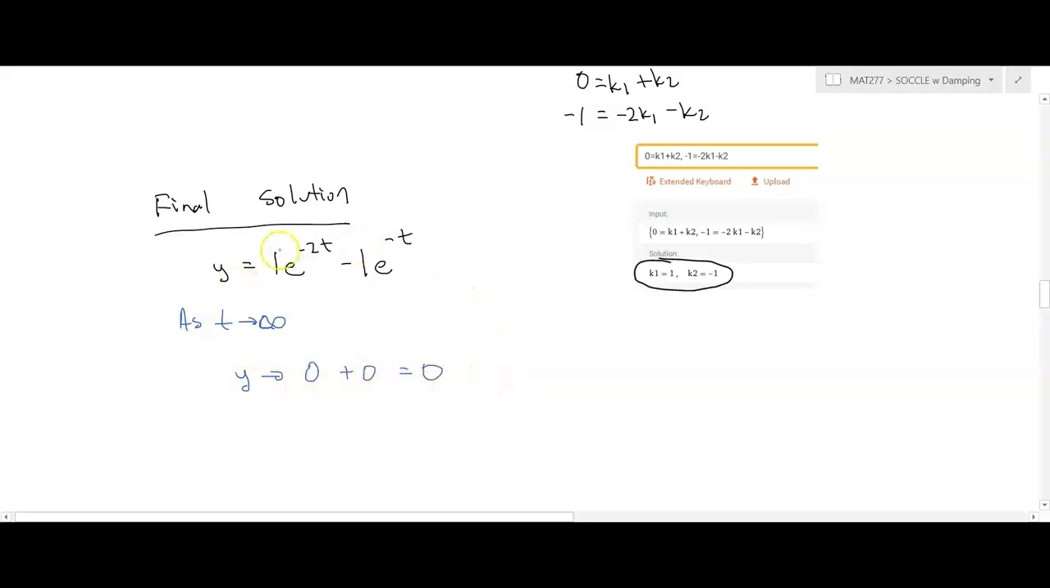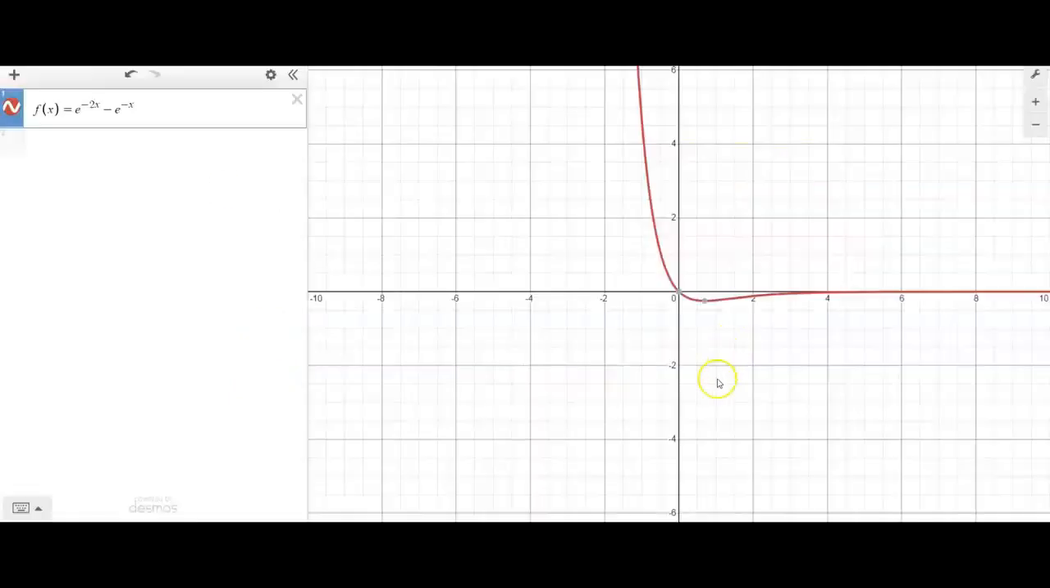And sometimes whenever you do these limit analyses, just look at each of the terms and ask yourself what's happening to it as t gets bigger. And if the answer is it goes to 0, then your position is ultimately going to come to rest. So let's go ahead and plot this in Desmos.